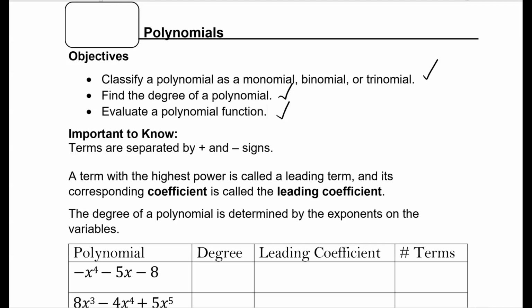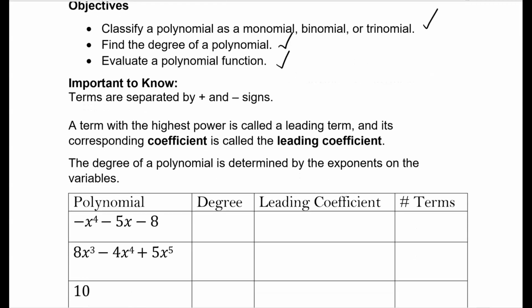One important thing to know is that terms are separated by a plus and a minus sign. A term with the highest power is called a leading term, and its corresponding coefficient is called a leading coefficient. The degree of a polynomial is determined by the exponents on the variables. Let's fill out the chart below.